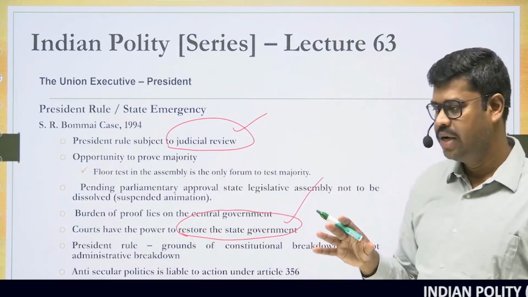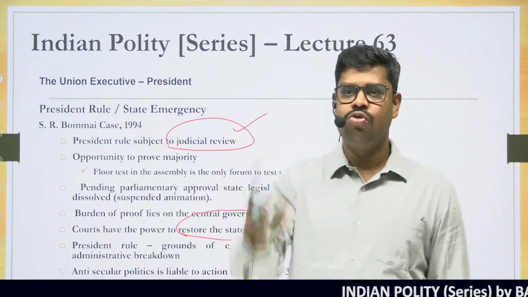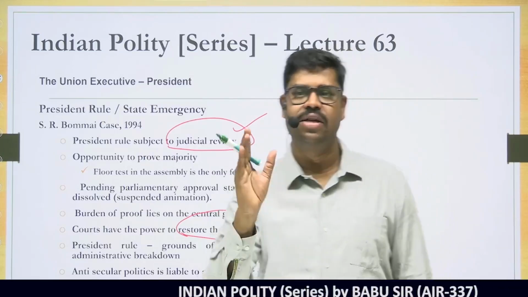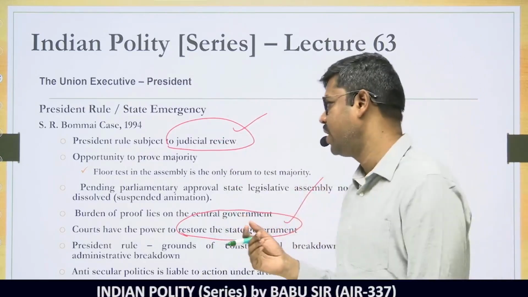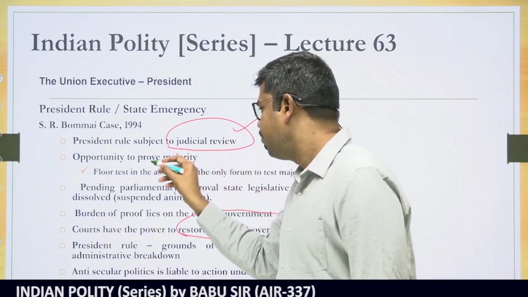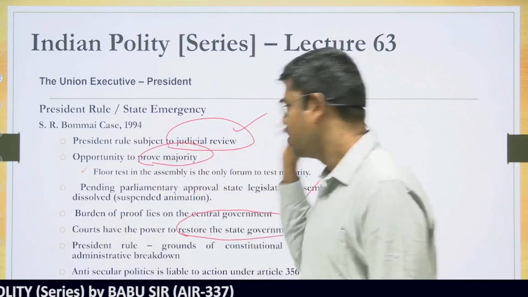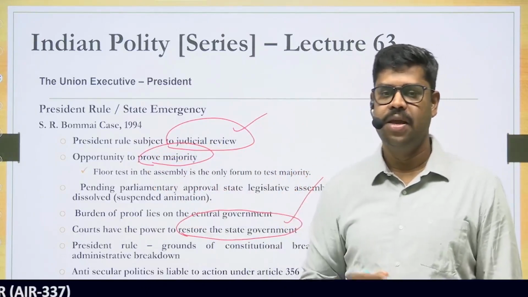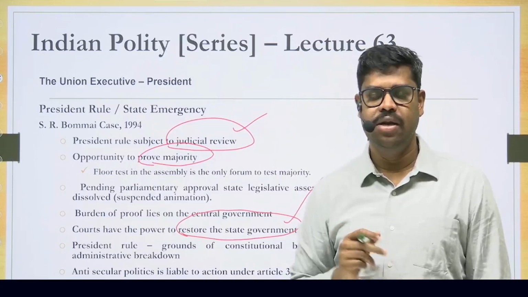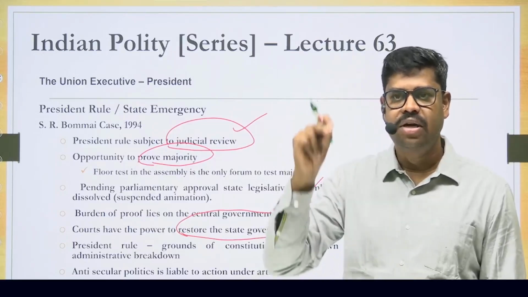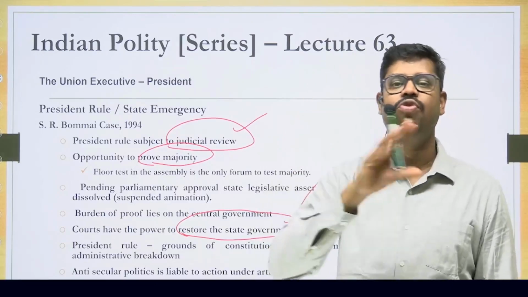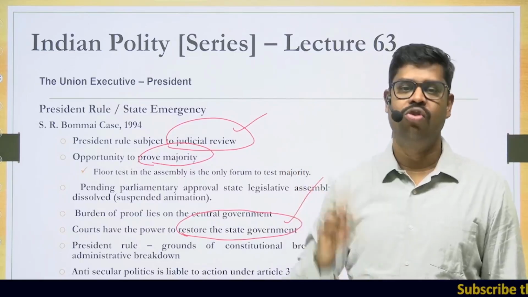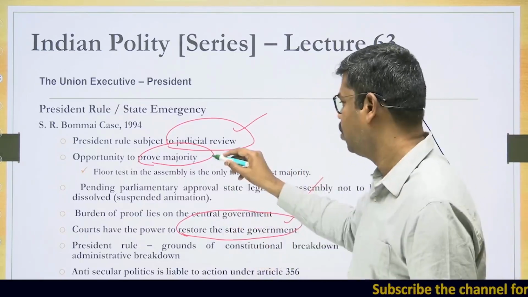Now other important guidelines include the following. Whenever President's rule is imposed in a particular state on the ground that the state government has lost the majority, meaning there is no confidence in the government, then what you have to keep in mind is that the court said the affected government should be given the chance to prove the majority. Without giving a chance to prove the majority, if President's rule is imposed, then it is unconstitutional. So first, they should be given an opportunity to prove majority.